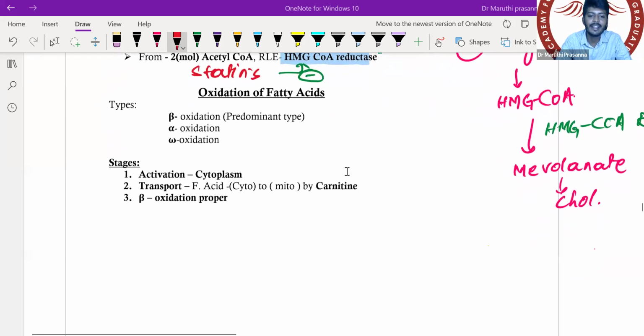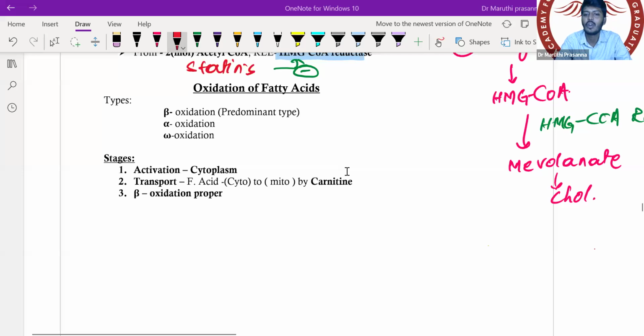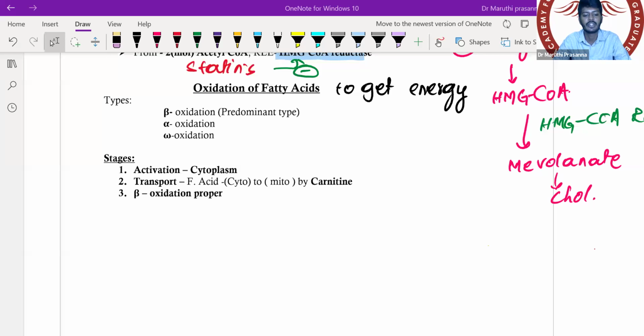Now, whenever fatty acids are there, fatty acids undergo breakdown. Breakdown of the fatty acids for the purpose of what? To get energy. So basically we want to get the energy. For getting energy, we have fatty acid oxidation. That fatty acid oxidation occurs with the help of your mitochondria.